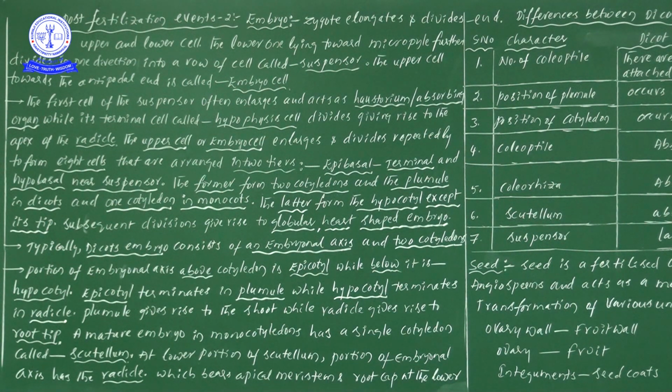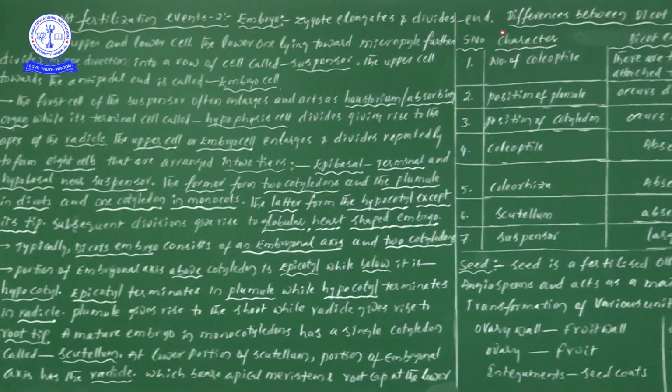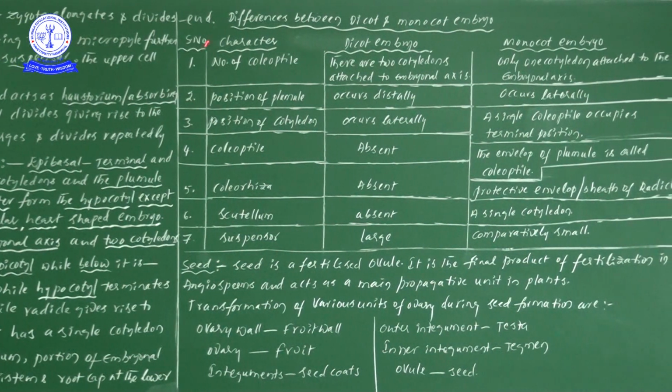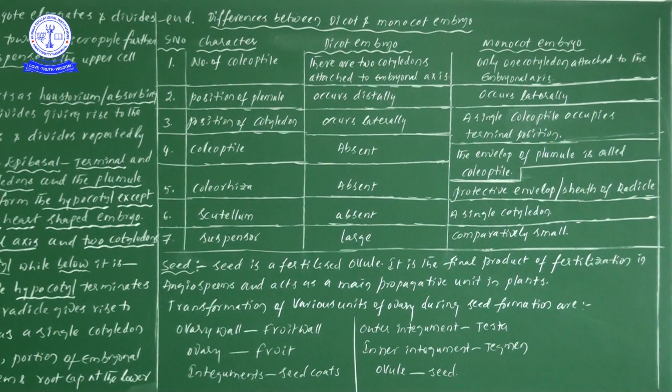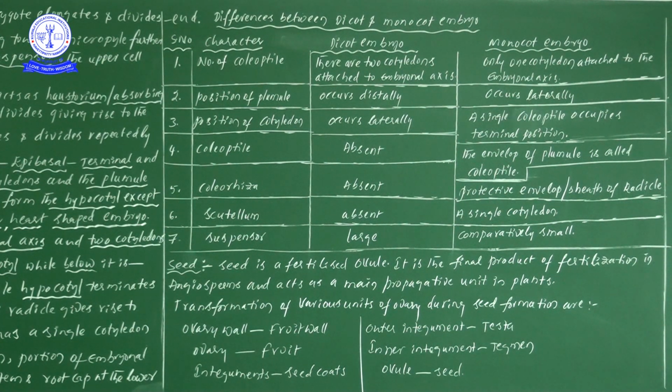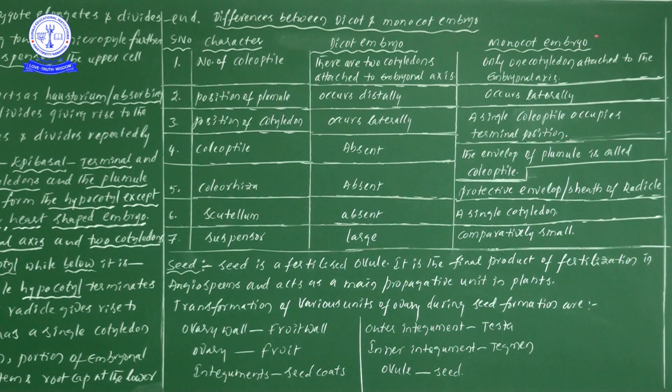Now let us start to discuss the differences between the dicot embryo and the monocot embryo. Here, from a tabular point of view, we have serial numbers, characters, dicot embryo and monocot embryo. Let us distinguish what the main important differences are between the dicot embryo and the monocot embryo.